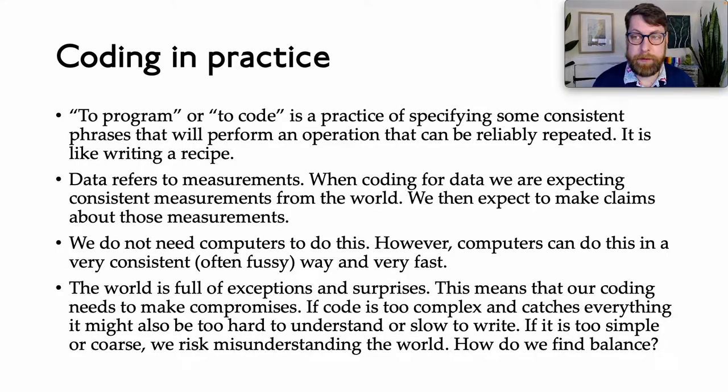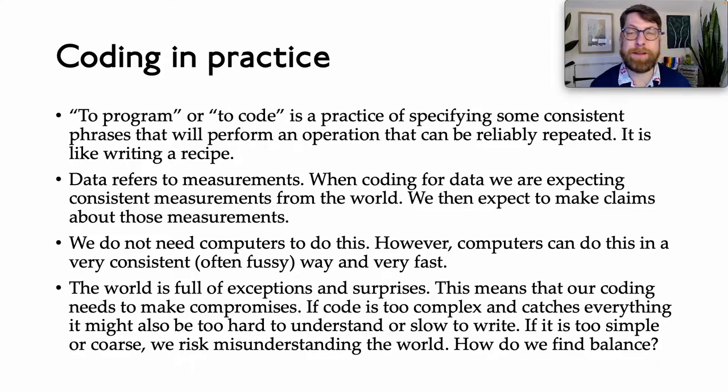So coding is kind of like writing a recipe. Now, data refers to measurements. When coding for data, we're expecting consistent measurements from the world. We expect to make claims about those measurements. What do I mean by consistent measurements? I mean, we don't want the first measurement of a friendship to be true, and then the next one to be 5 out of 10, and then the next one to be, yes, indeed, we are friends. The first one is what we would call a Boolean value, true or false. The second one is an integer value, maybe a float if we divide them and have a dot and numbers after the dot. And the third one is a string, or a set of characters. They all are data, but we're not really expecting such inconsistent data.